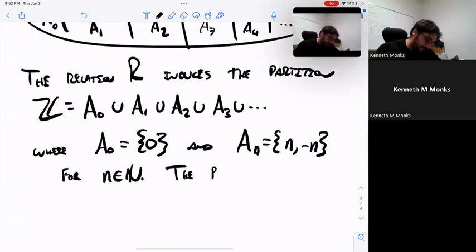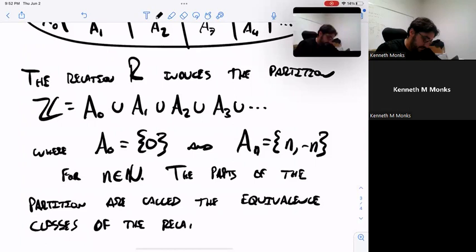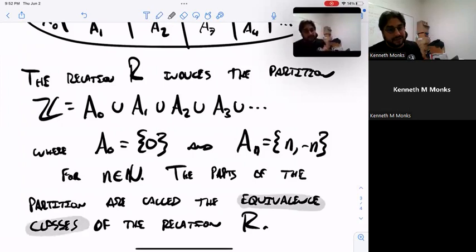The parts of the partition are called the equivalence classes of the relation that they came from. Right, so this is a term that you'll hear a lot, equivalence classes. The equivalence classes are the parts of the partition that came about as a result of the equivalence relation.